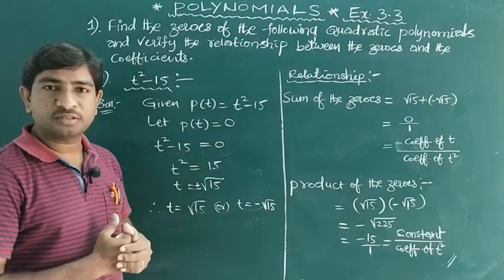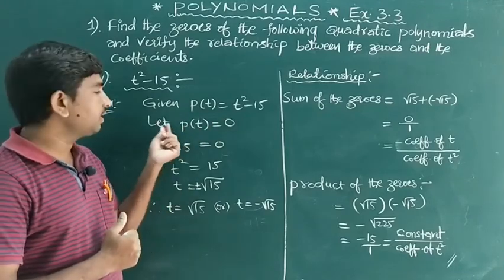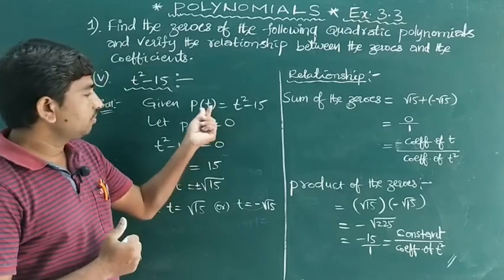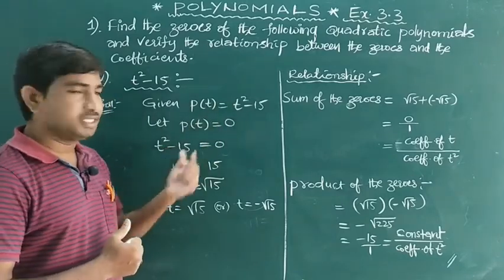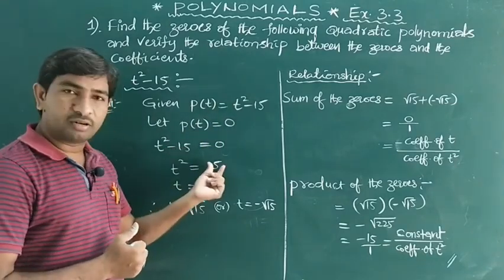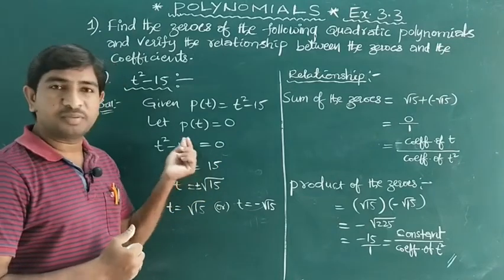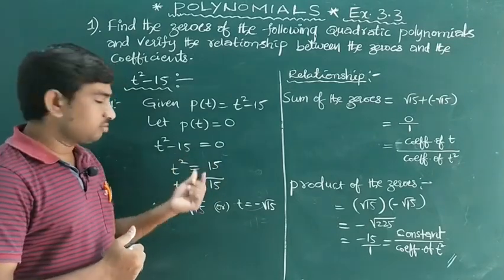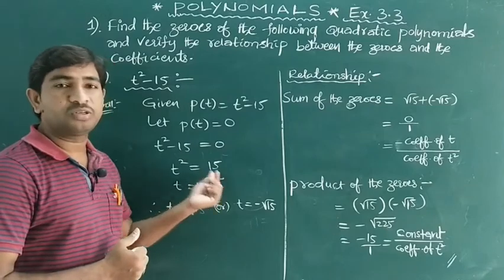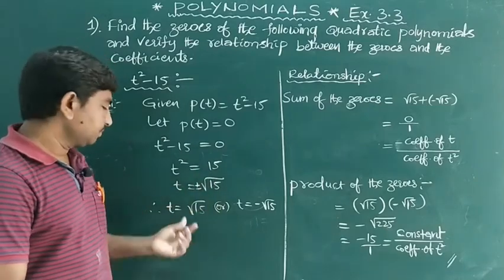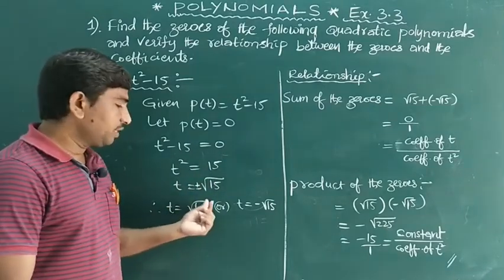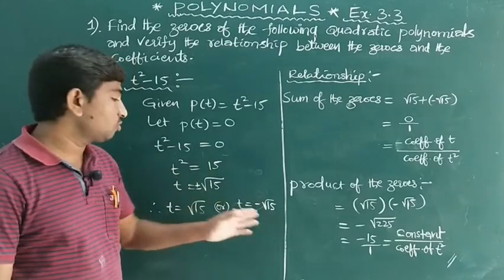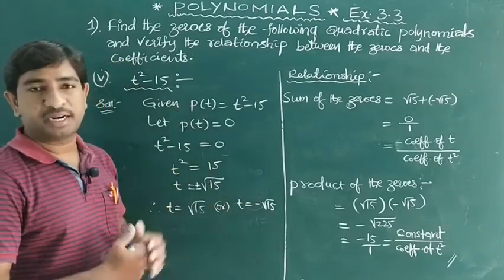To find the zeros for this polynomial, we have to assume p of t is equal to 0. So t square minus 15 is equal to 0. Sending minus 15 outside, we get t square is equal to plus 15. Sending the square outside, you will get plus or minus root 15. So finally, the t values are root 15 and minus root 15. These two are the zeros of the given quadratic polynomial.